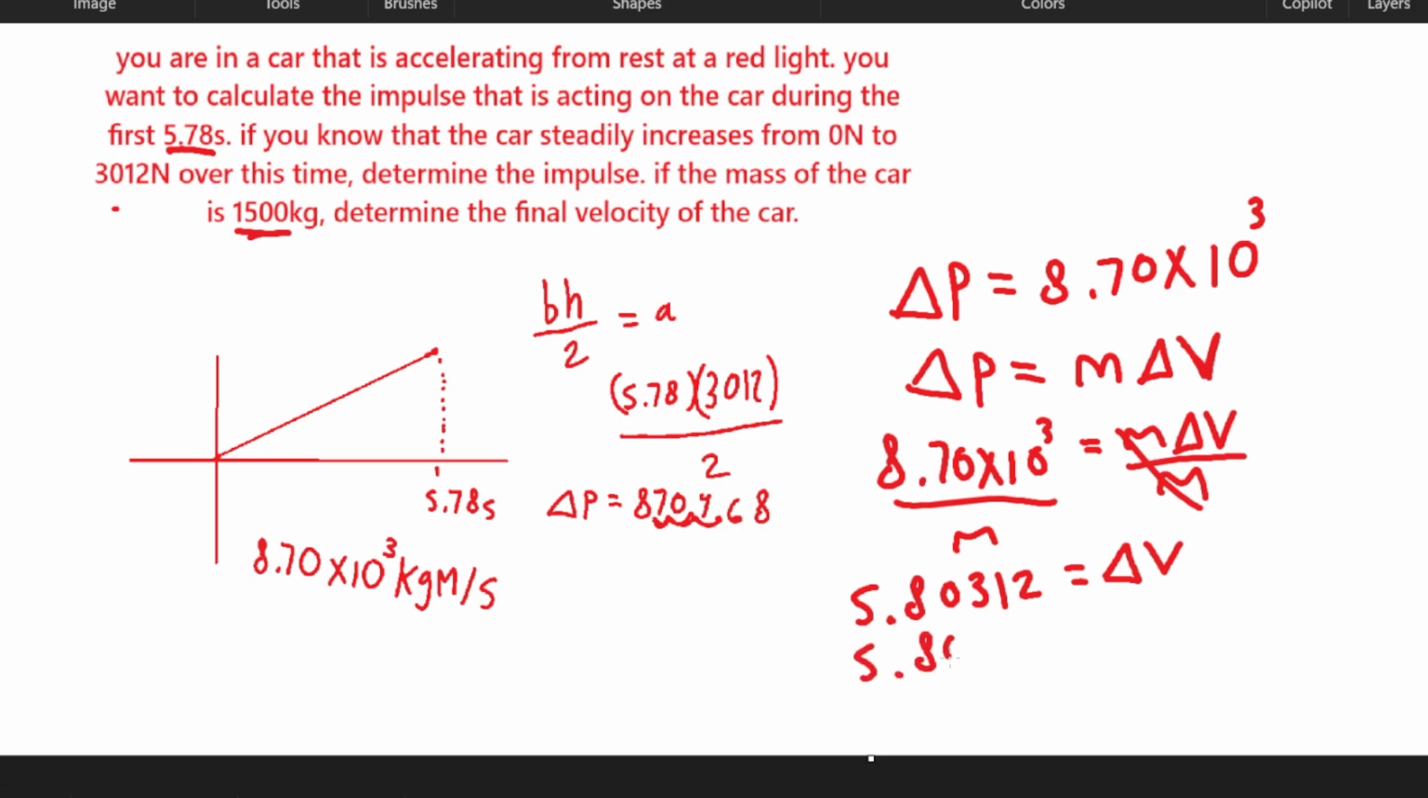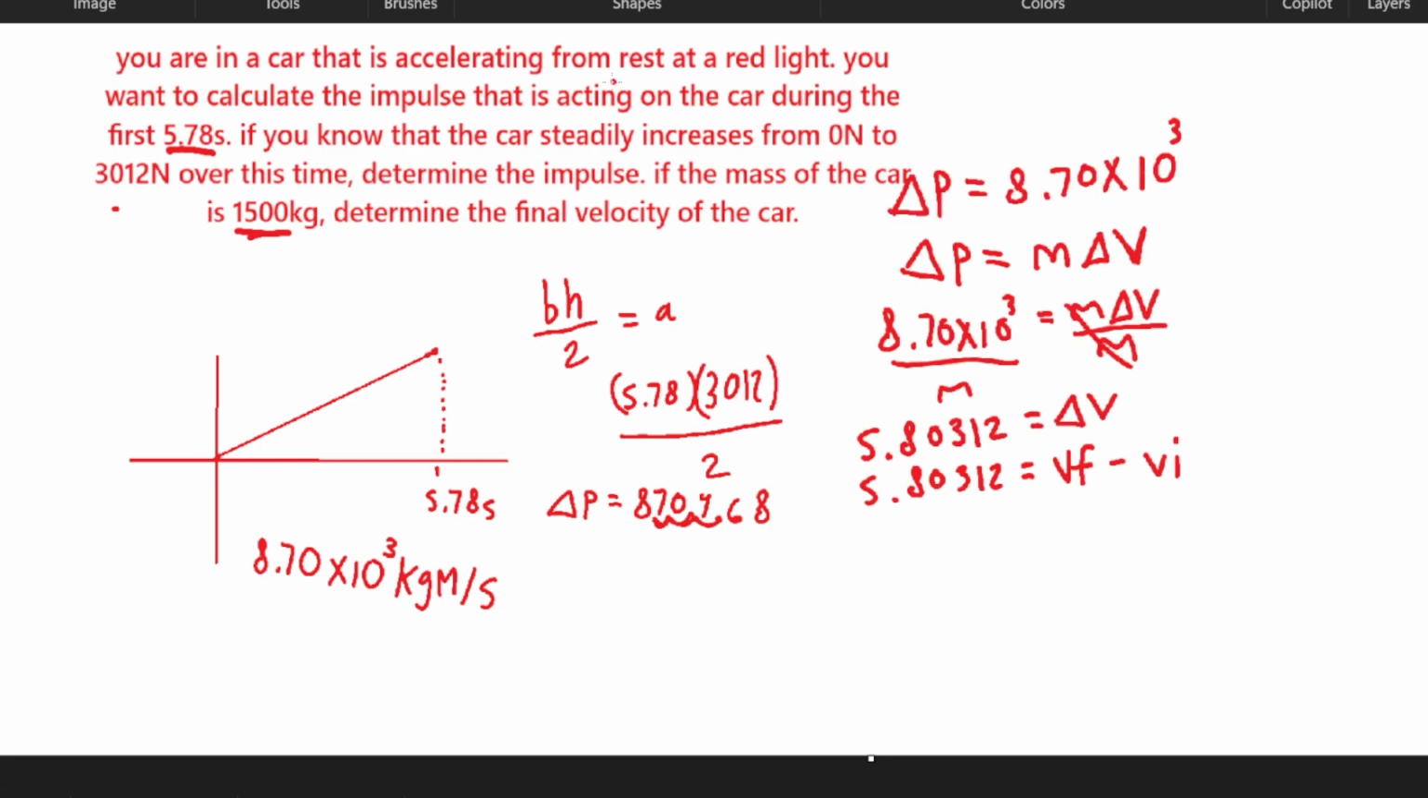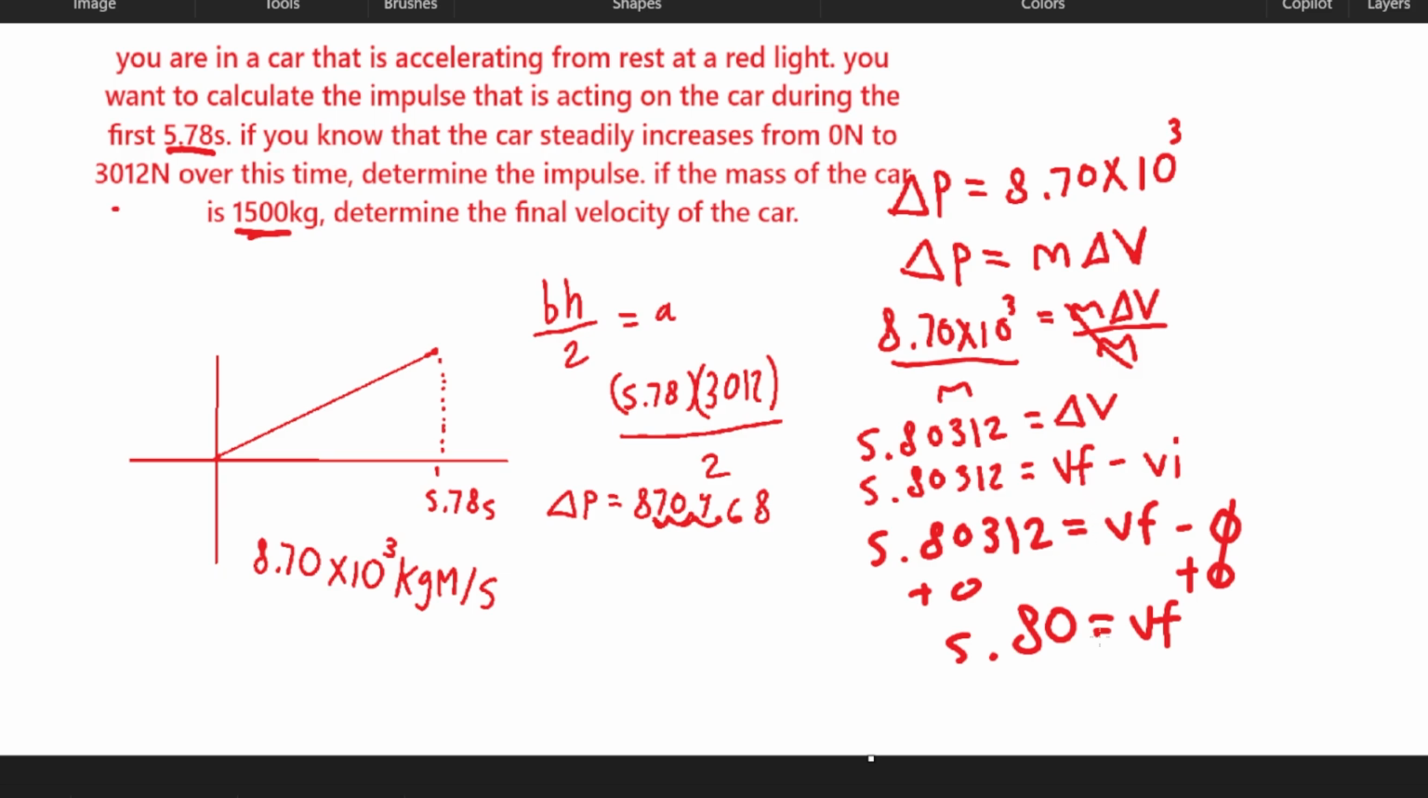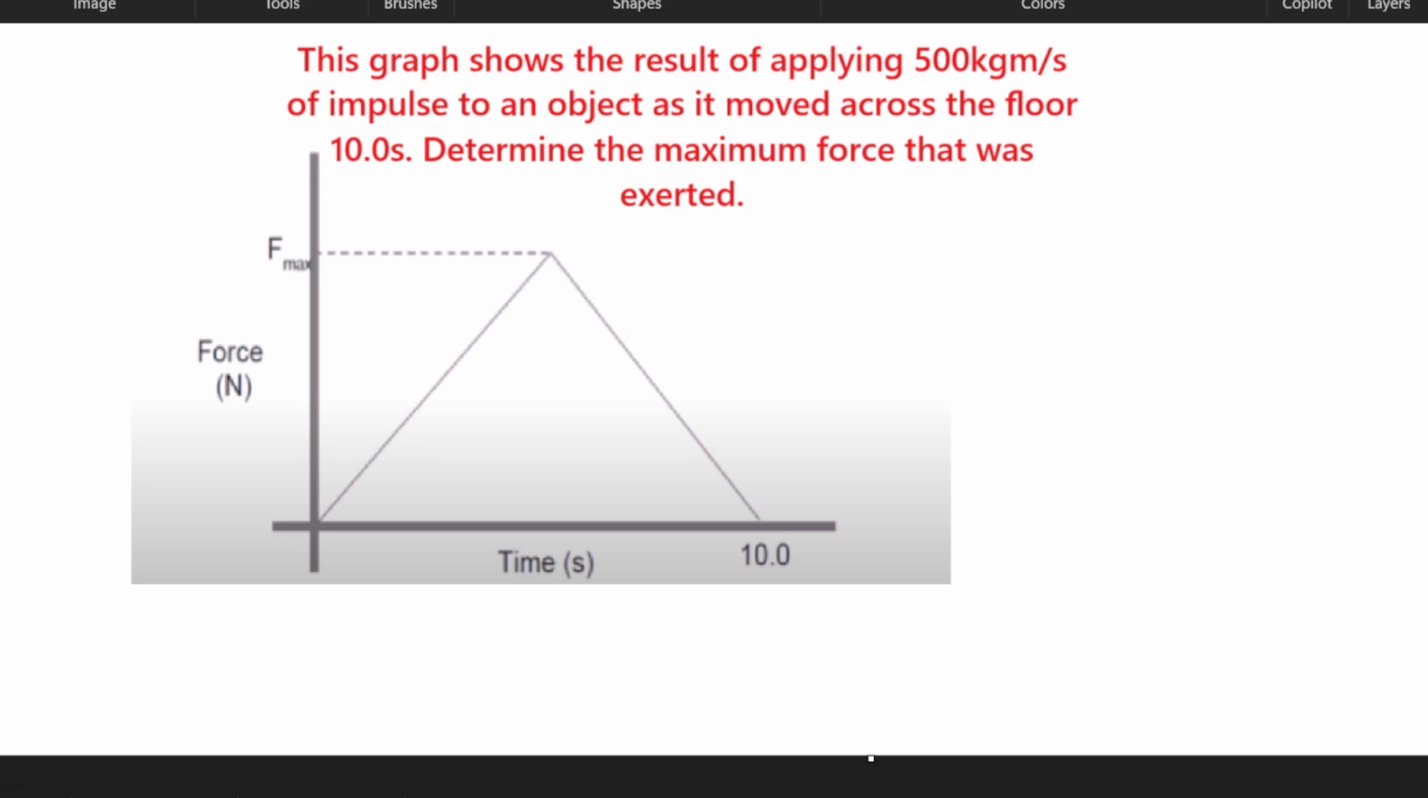So 5.80312 is equal to VF subtract VI. And because it says that it's accelerating from rest, we know that the initial velocity is really just 0. So let's add 0 to both sides, and we'll get that the final velocity is 5.80. This is the final velocity, 5.80 meters per second.